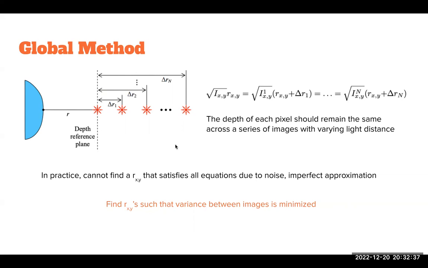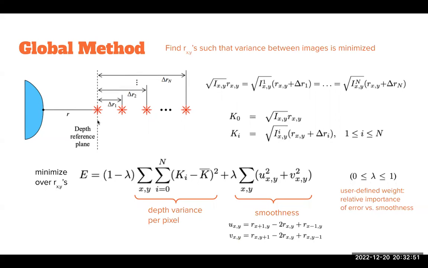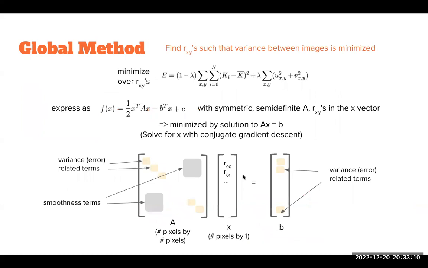In practice, this is not really possible due to noise, so we can instead use a series of images to look for pixel-wise depths that minimize the variance of this pixel's depth across all these images. We can formulate this as a minimization problem where we're interested in an energy function to minimize that punishes a lot of variance for a pixel across all these images, and also tries to enforce a smooth solution for a more realistic depth map, where we're solving for the depths of every single pixel in our image. And we can do this using conjugate gradient descent.